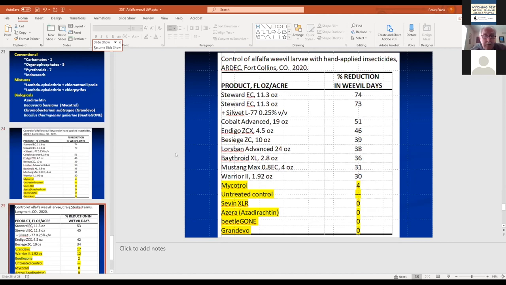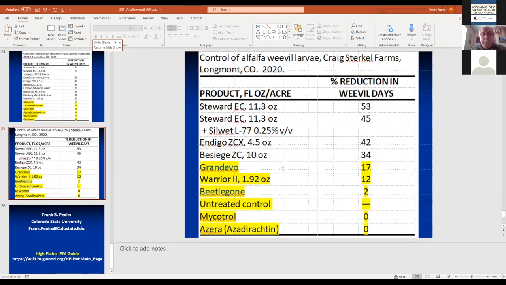We looked at these same treatments. We did not have the 7XLR on farm, but we looked at the botanical and microbial treatments on farm, and again with fairly negative results. And at this particular location, the Steward didn't look that great either.